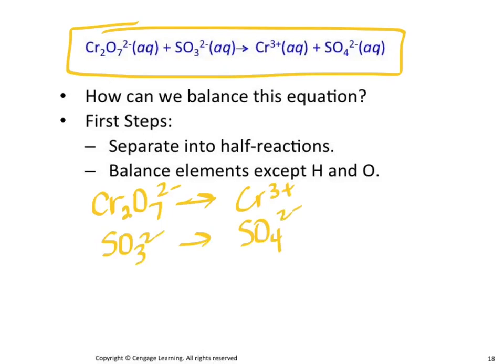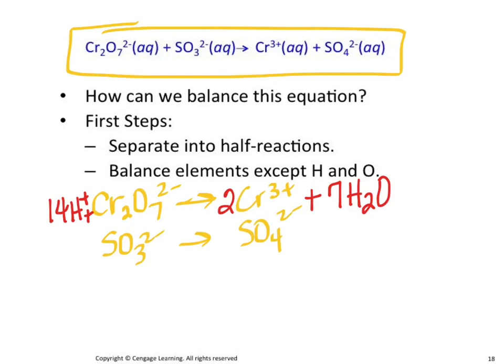Next, you need to balance all except for oxygens and hydrogens. So I need a 2 there. Once I've put that 2 there, now I need to work with my oxygens. So I need to add water. So I need to add 7 waters. After I've added 7 waters, now we need to look at our hydrogens, and we need to add 14 H pluses.